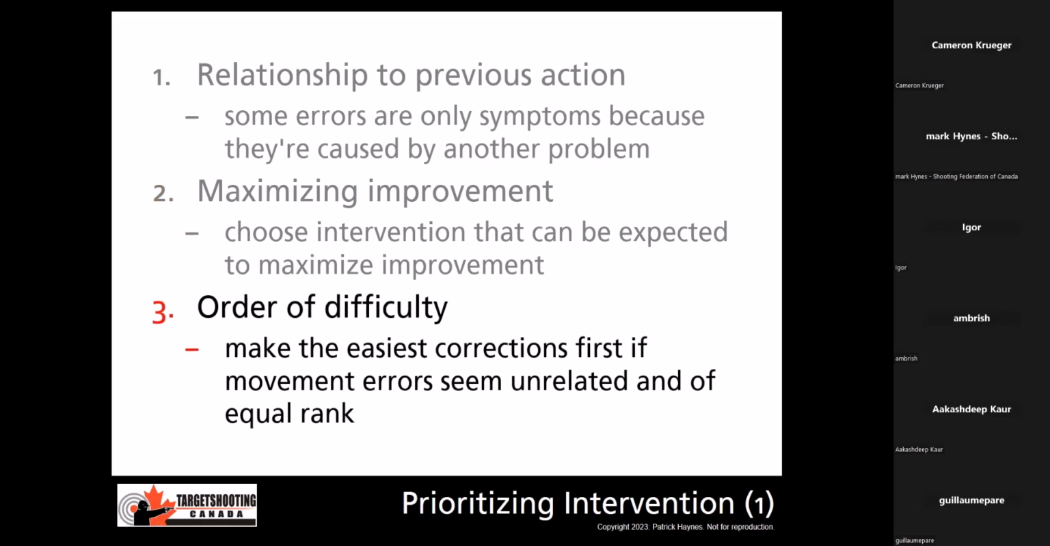And, you know, they talk about picking the lowest fruit. Start off with making the easiest corrections first, if the movement errors seem unrelated and equal in rank. You know, if they're about the same impact, choose the easier one, get that established. It'll give you a boost in confidence and make you appreciate your training a little bit more. But always maximize improvement.